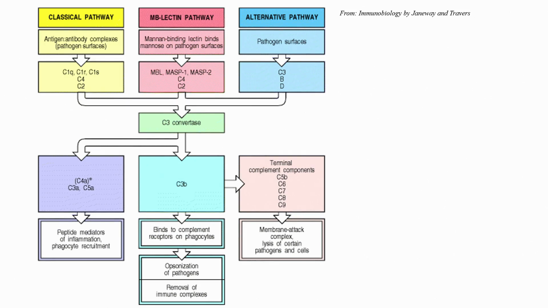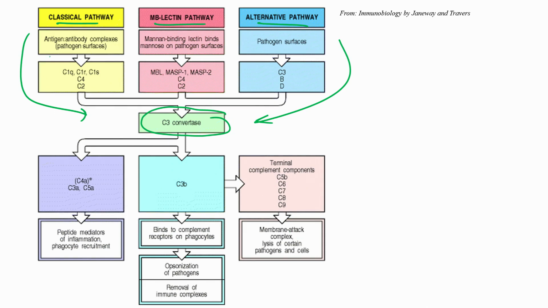So, this is what I was talking about. There are 3 pathways: classical, lectin and alternative pathway. They all converge through various mechanisms, and obviously this is a much more complex chart than what I have shown here, and various proteins are involved, but they all converge to a single protein called C3 convertase, and from there it can then form different categories as well.